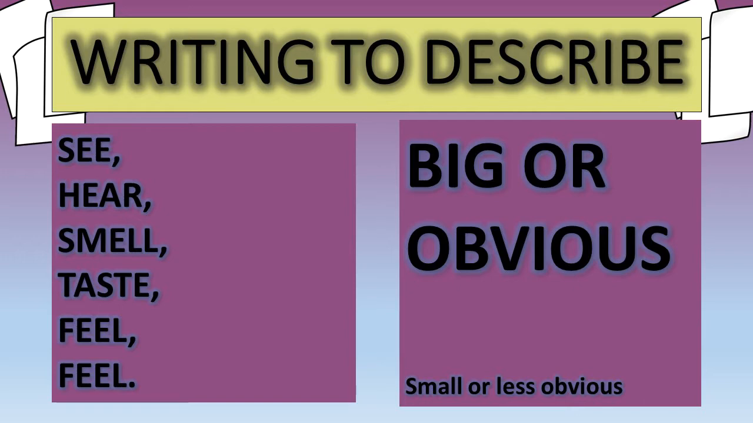The other thing that we can do is we can write about big or obvious things, which everyone does because they're obvious. But also, once we've done that, layer our descriptions with some smaller or less obvious details. Going from big to small is a really great way of improving your descriptions and making them really rich. Let's just think about doing that together now.